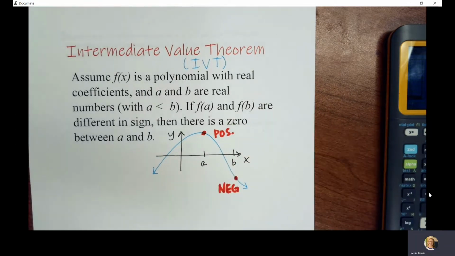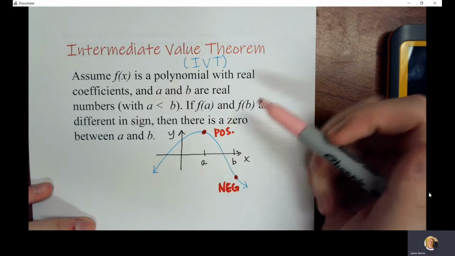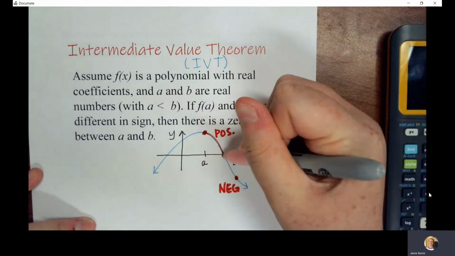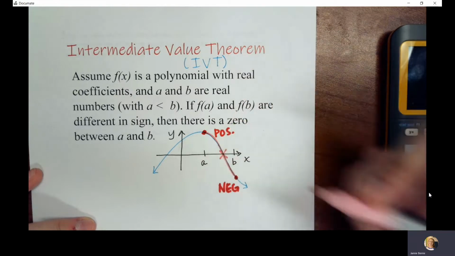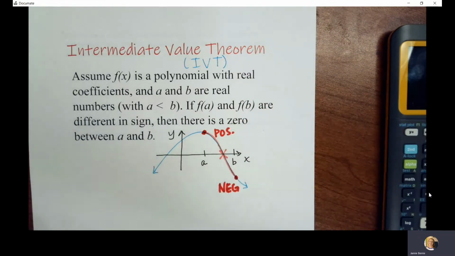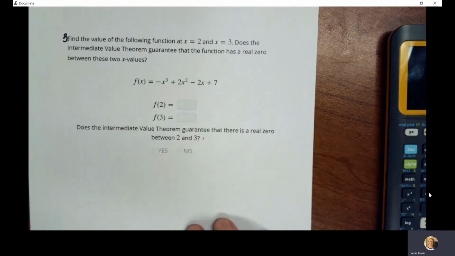All right, so what the intermediate value theorem says is that if you have one positive y value and then another negative y value, then at some point, since this is a polynomial, it must have crossed the x-axis somewhere in between those two values. In order for it to have changed sign, gone from positive to negative, it must have crossed the x-axis, and therefore it has a 0 between those two x values, a and b. All right, so let's look at an example.